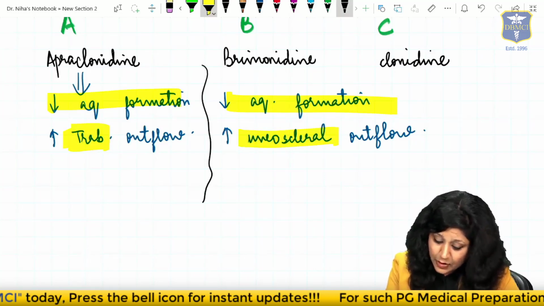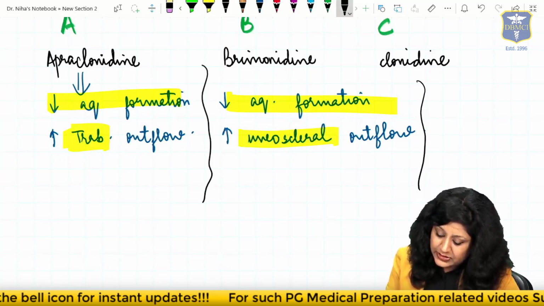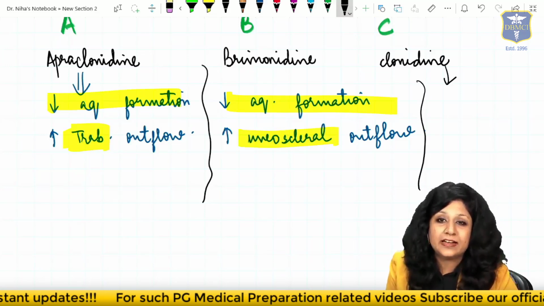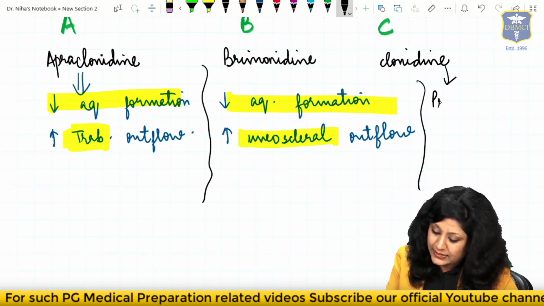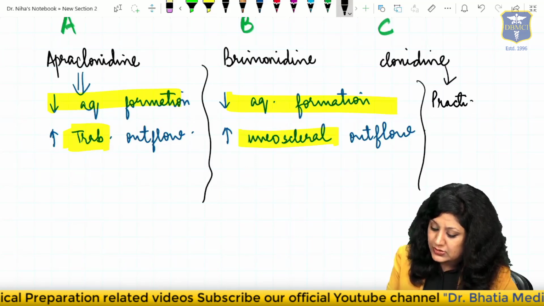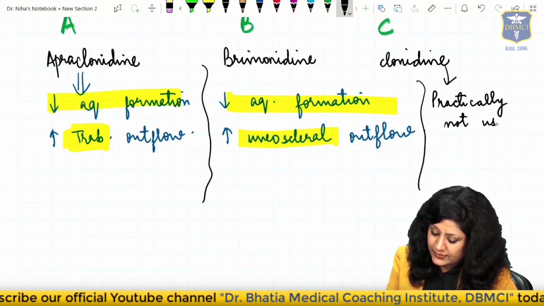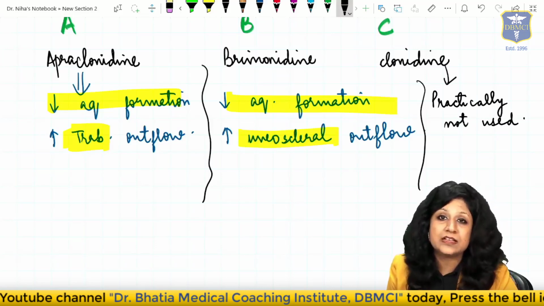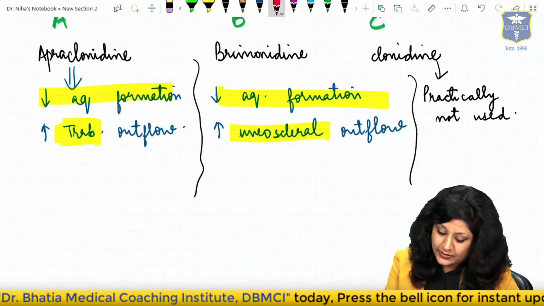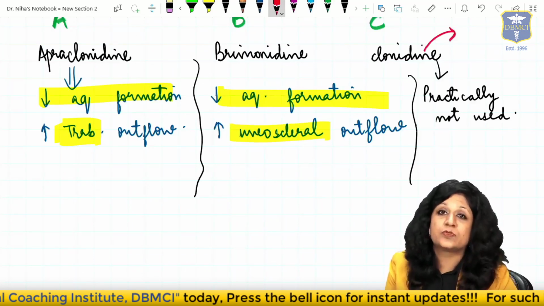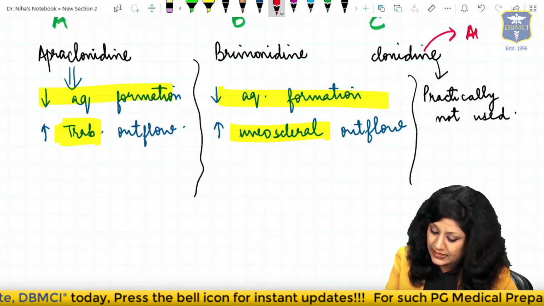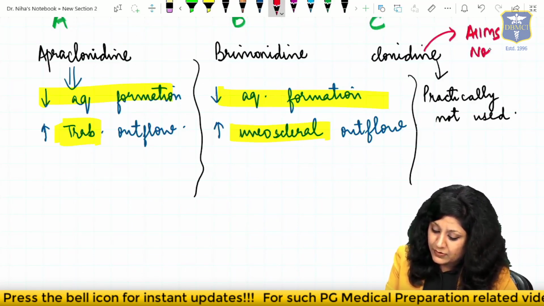Okay. Now if you see the third drug, this is clonidine. Now though it is an anti-glaucoma drug, practically it is not used. So this is practically not used nowadays, but it is an anti-glaucoma drug, and this was also one of the options recently in AIIMS November 2019.